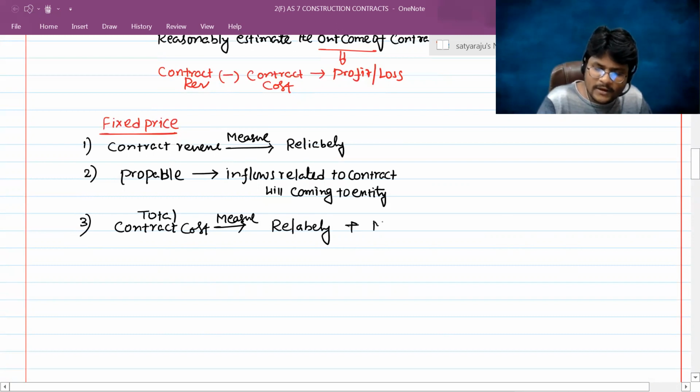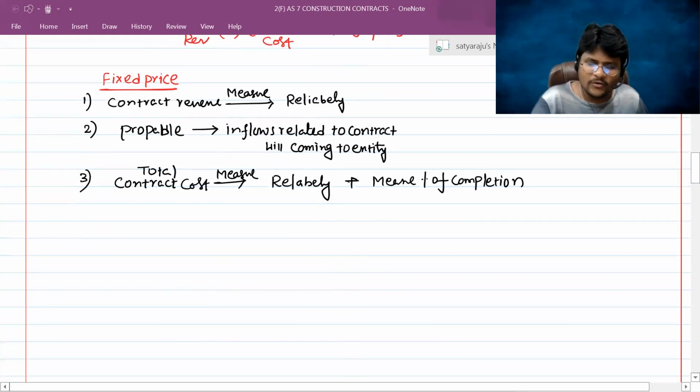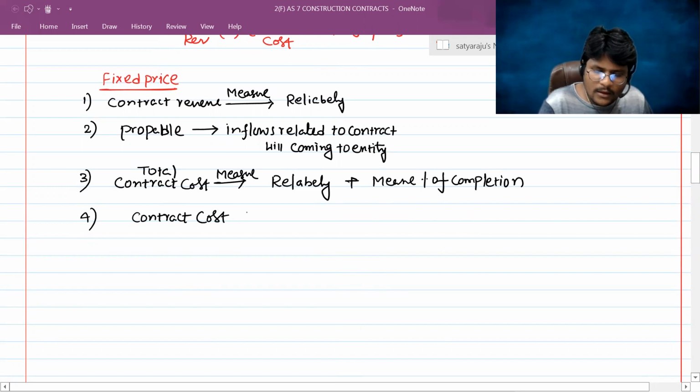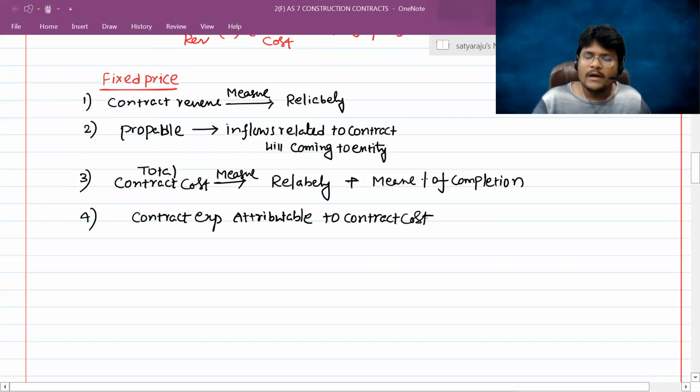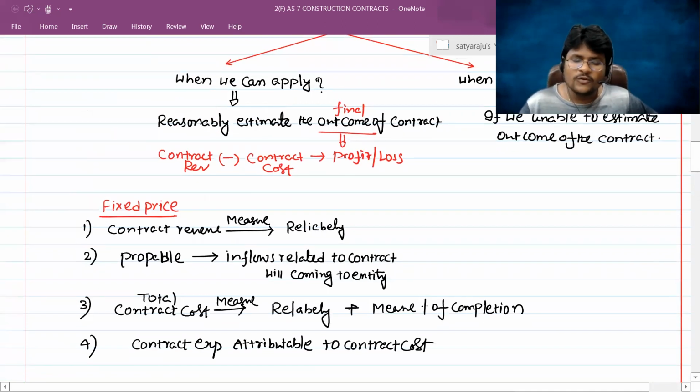Along with that, we can also measure the percentage of completion. Now we can measure the percentage of completion. Sir, if you're unable to measure the percentage of completion, you are unable to apply the percentage of completion method for the purpose of recognition of revenue. That one is known to us. Next, contract cost attributable, that is contract expenses, related to a specific accounting year. You have to know the total contract cost attributable to the contract, clearly identified and measured reliably. So if you know all such facts, then we can assume that we can reasonably estimate the outcome of the contract. Then we can apply the percentage of completion.